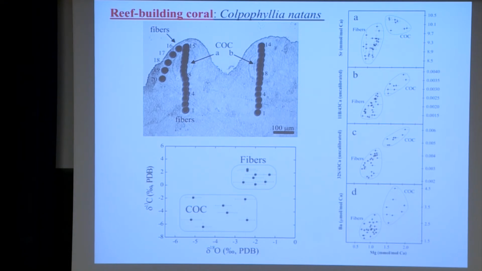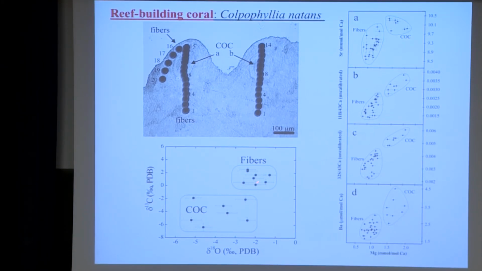You see the problem? In the same trace here we have measured the oxygen and the carbon isotopic composition. Here we have the fibers, and here we have the centers of calcification. They're a little more scattered, but they are clearly lighter in oxygen isotope composition.